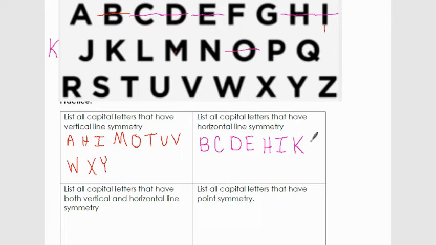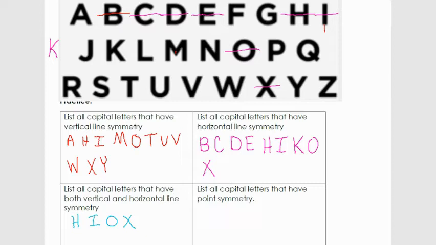O will. X will. And it looks like that's about it. So it says list all the capital letters that have both vertical and horizontal. So let's see, we had B, C, D, E, H looks like the first one, then I, then O, then X. Those were the four that had both horizontal and vertical symmetry.